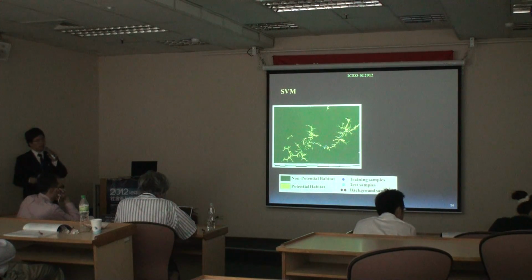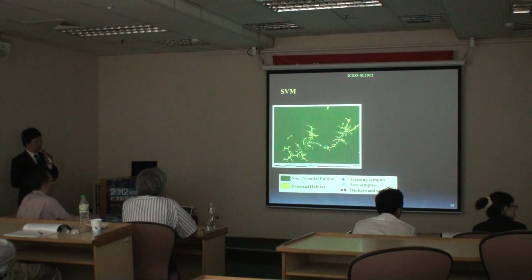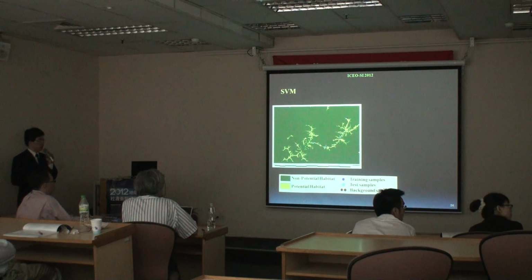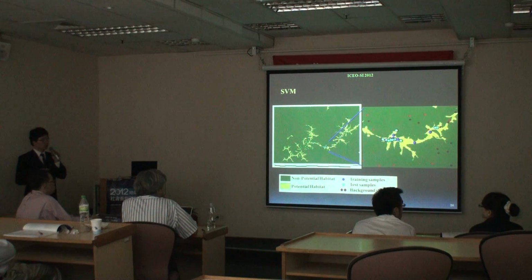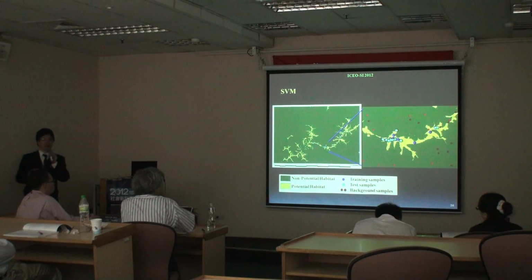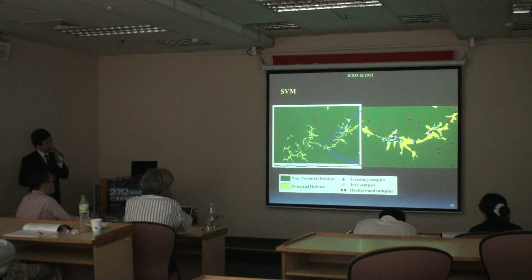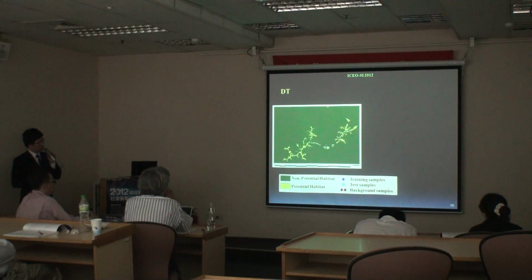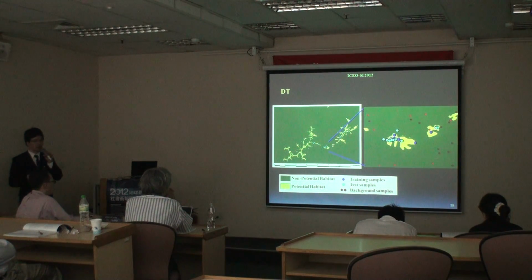SVM and DT identify the habitat by dividing the samples of two classes. They usually have a clear boundary between the two classes. The more complex the data, the more concentrated and fragmentary the area of predicted habitats, as shown here. And the predicted habitat of DT is much more concentrated. It classifies the data by some simple rules.